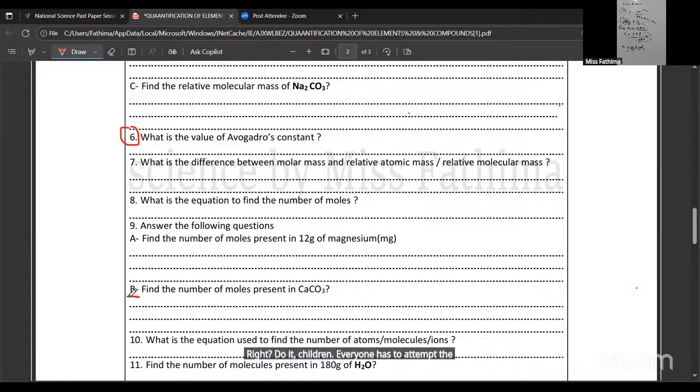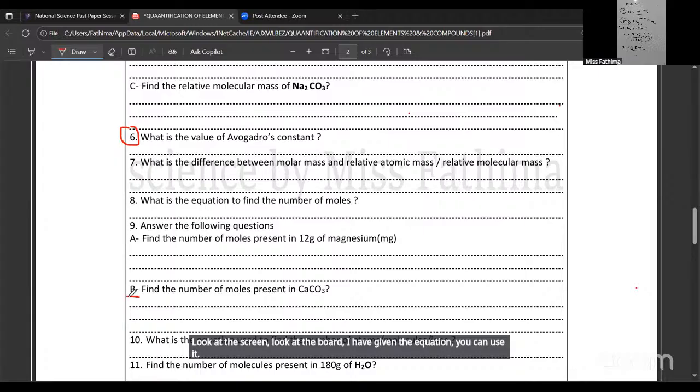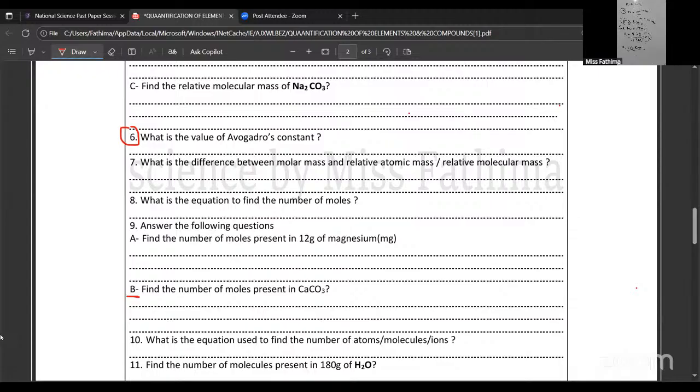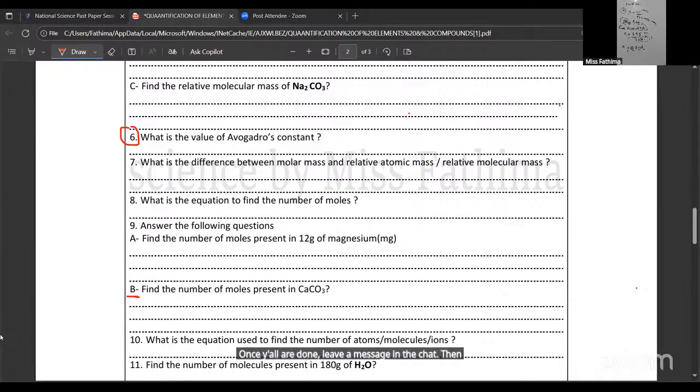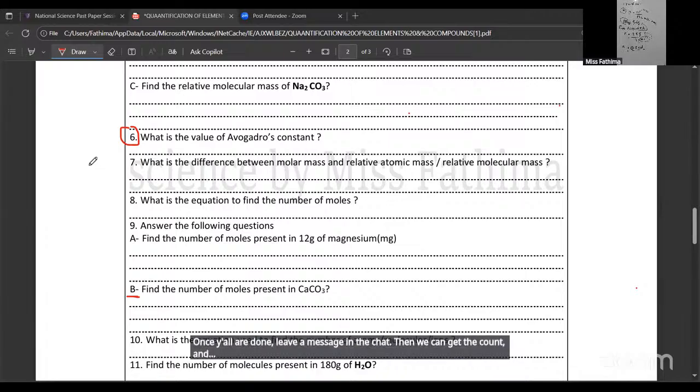Even if you don't know, just look at the screen, look at the board. I have given the equation. You can use it and somewhat find the answer. Once you all are done, leave a message in the chat. Then we can get the count and do the rest.